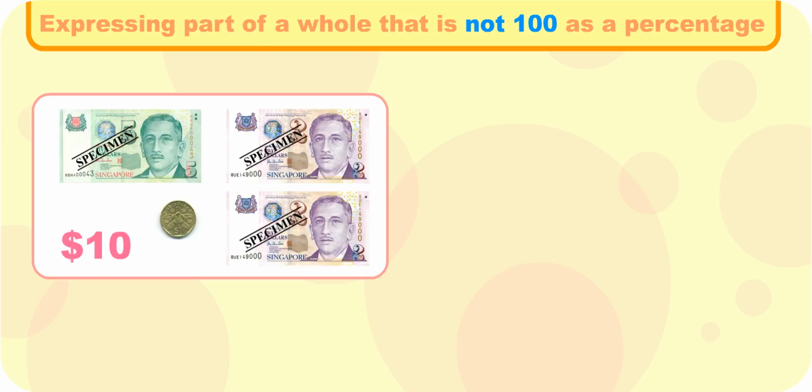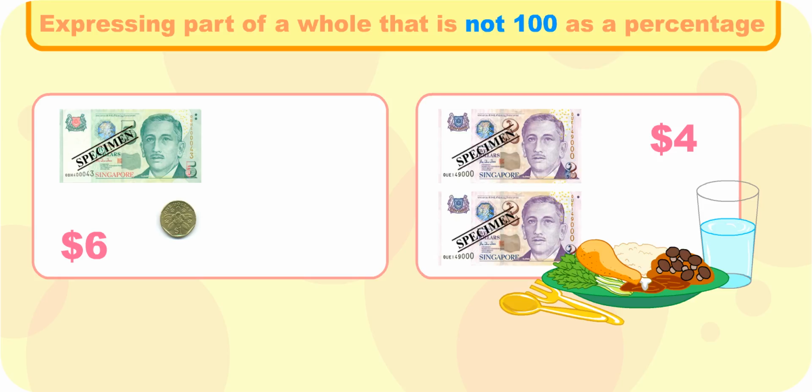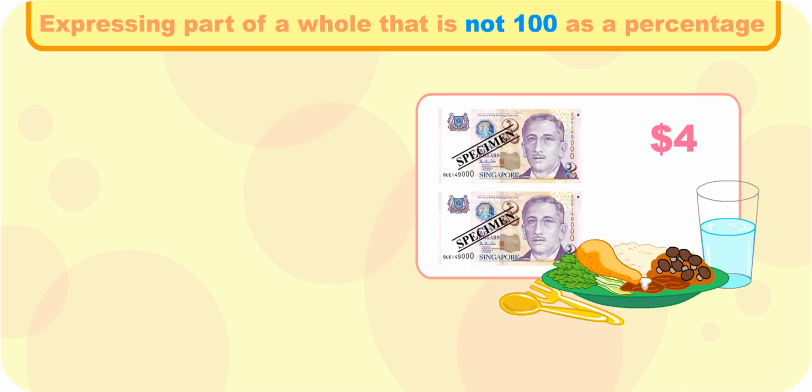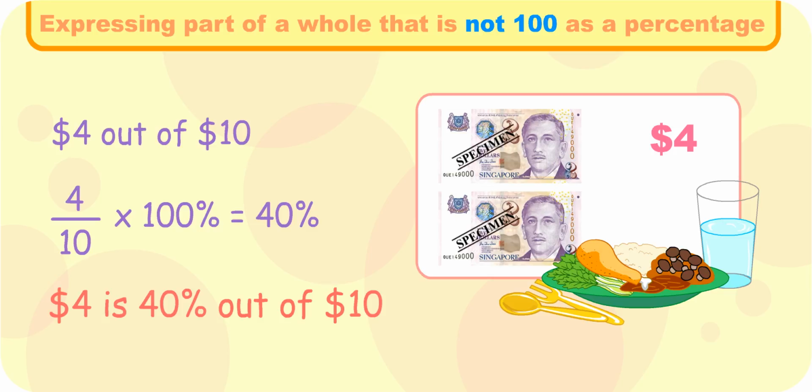I brought $10 out with me this morning, and I spent $4 on lunch just now. Can you tell me what percentage of my money did I spend on lunch? You spent $4 out of $10. That is 4 over 10. To make that a percentage, I multiply it by 100%. 4 over 10 times 100% equals to 40%. I know you spent 40% of your money on lunch. Well done, Turbo Girl.